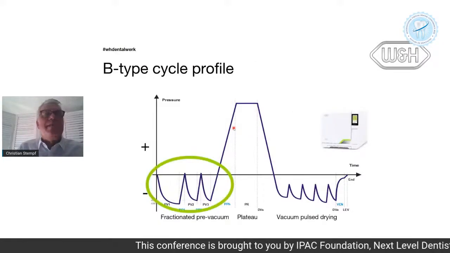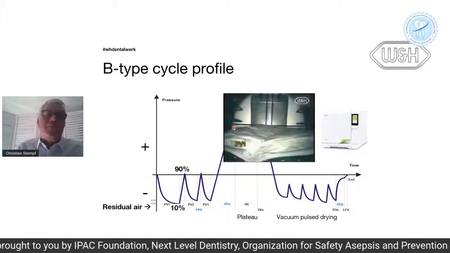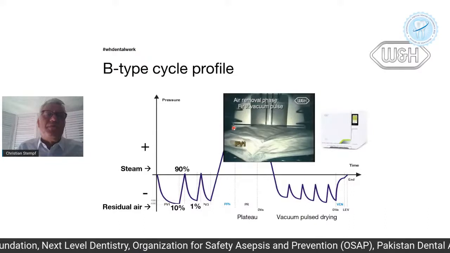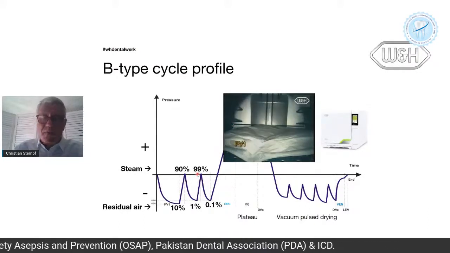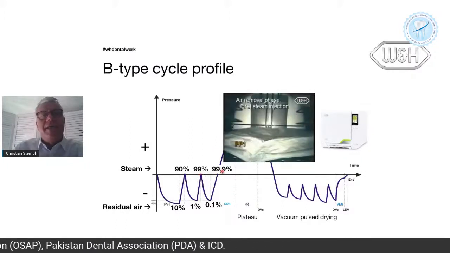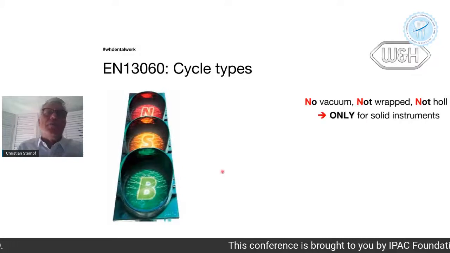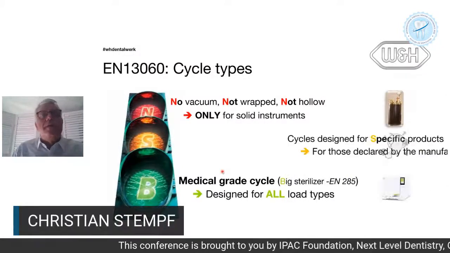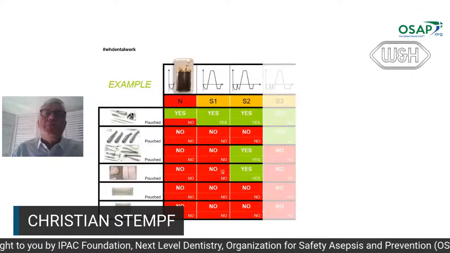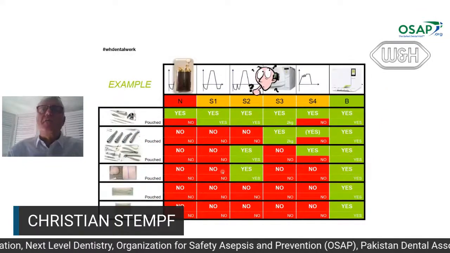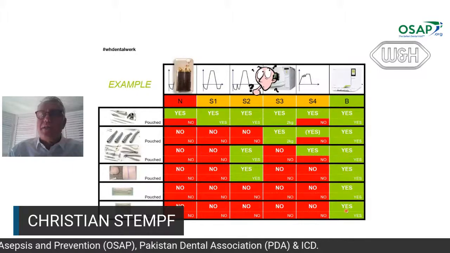And this is the so-called B-type cycle. B comes from big sterilizer, which does a very strong three-step pre-vacuum. You see, it will remove 99.9% of the air. It guarantees steam penetration inside any instrument. It can be hollow, it can be porous, you can pouch, double pouch. So when you watch here, different types of cycles are offered on a sterilizer, you're going to watch for the B-type cycle. This is the medical grade cycle.